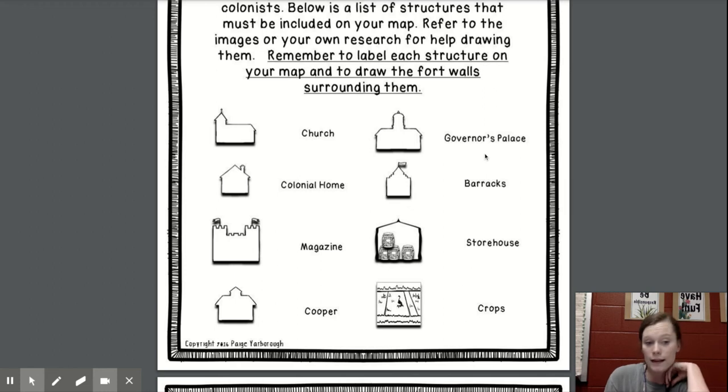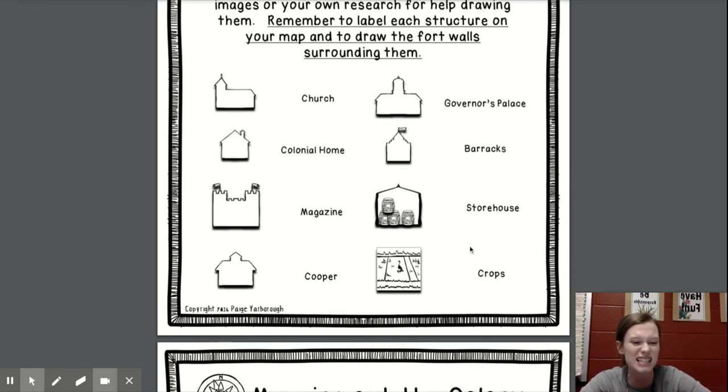The governor's palace. Each colony, remember, had a governor. And like we have today, our leaders get to live in some pretty snazzy areas. So you're going to want a place where your leader would get to live. Barracks are going to be where your soldiers live. Your storehouse, this is where you're going to keep grain, ale, and livestock that you may need, like in a barn or whatnot. So your storehouse needs to be pretty decent sized.